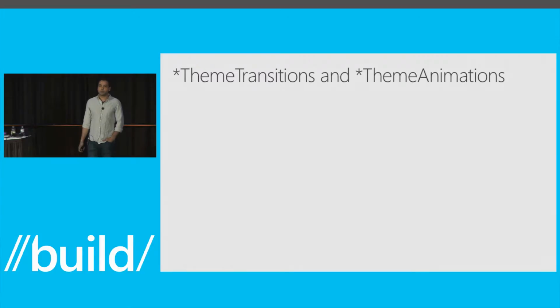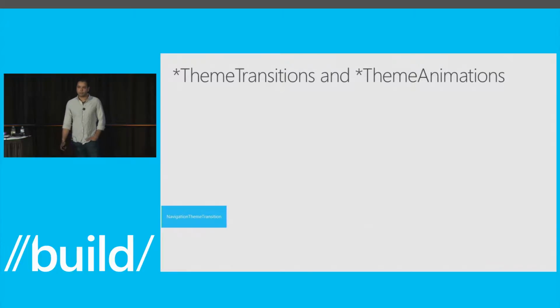Now, as we jump into the code, I want to briefly talk about theme transitions and theme animations. These are not base classes, but for those folks who have already worked on Windows 8 and Windows 8.1 XAML apps, you might be familiar with these concepts. So these are the suffixes that you would commonly find in animation classes, which are part of the signature animation library. Let's look at a couple of examples. So one is the navigation theme transition. This is something that we've added to the phone. This does not exist on Windows 8.1.